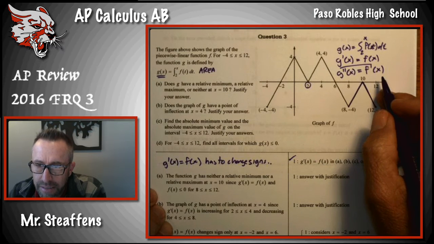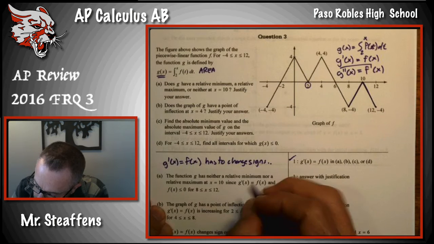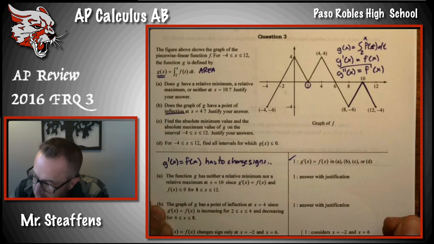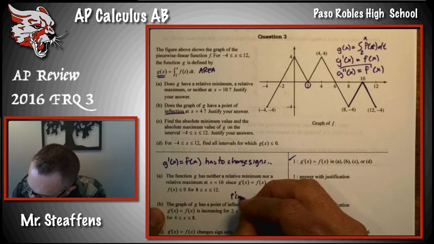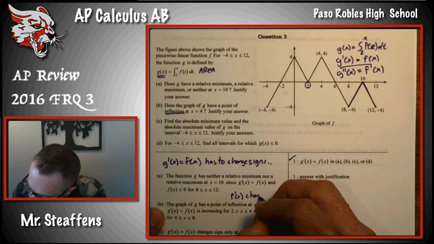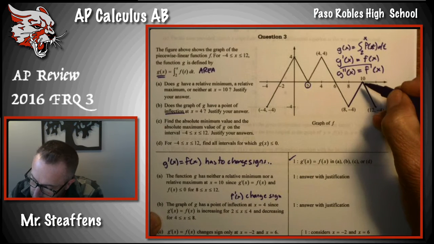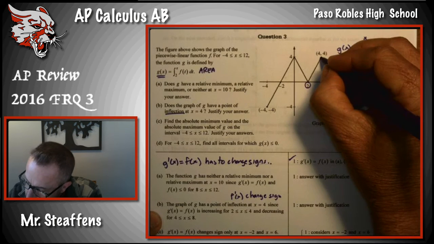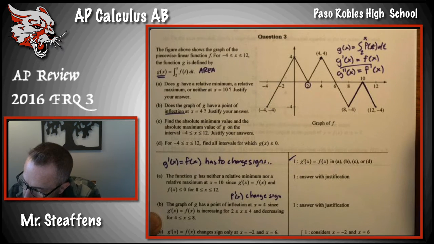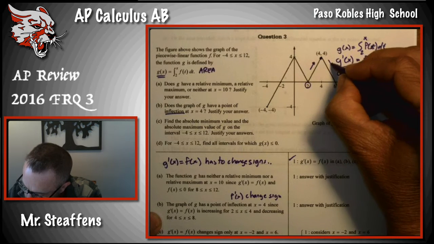So remember, if there's a point of inflection, then we're going to need f prime of x to change sign. So does f prime of x change sign? Well, it says at x equals 4, what's happening? So here's x equals 4. So it looks like f prime is going up, and then it's going down.